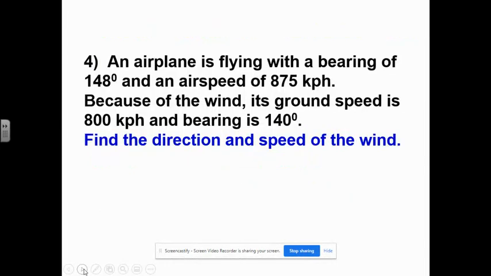So here's another example. An airplane is flying with a bearing of 148 degrees with an airspeed of 175 kilometers per hour. Because of the wind, its ground speed is 800 kilometers per hour. Bearing is 140. Find the direction and speed of the wind. Before, we were given a plane vector and a wind vector, and we had to add to get the resultant vector. Here we are given the plane vector, and the ground speed is the resultant vector, and we have to find the wind. So if plane plus wind equals resultant, then resultant minus plane would give us the wind.